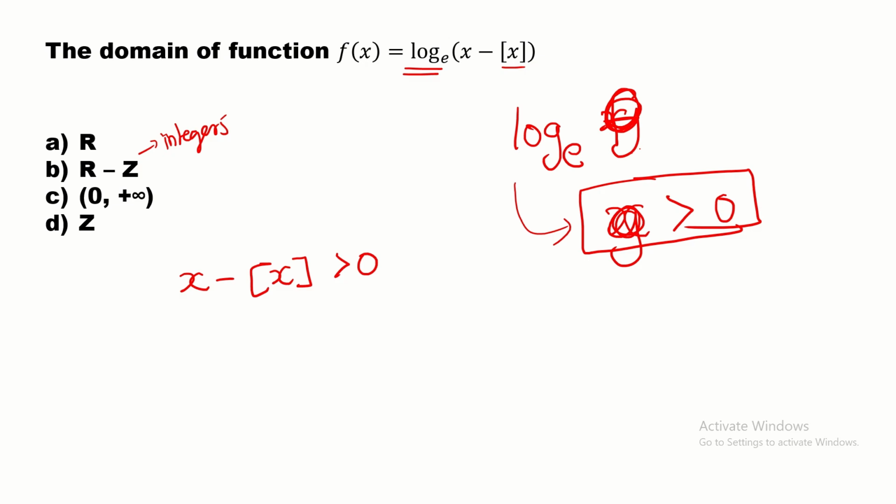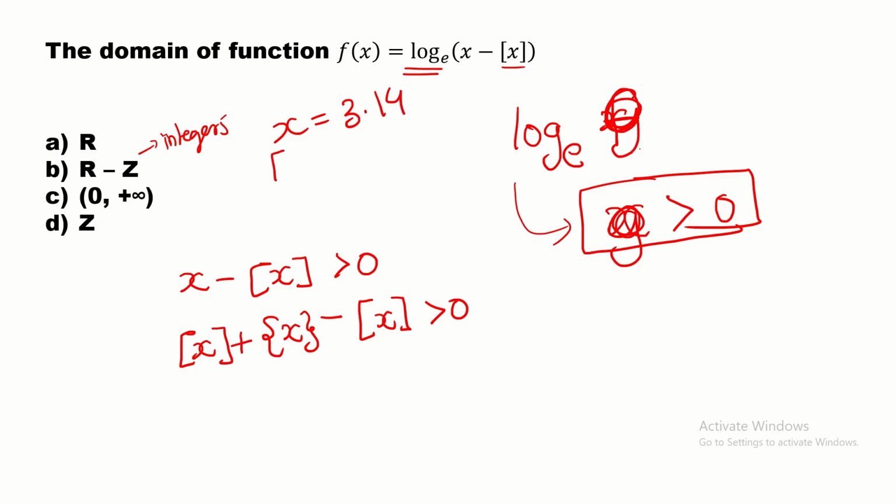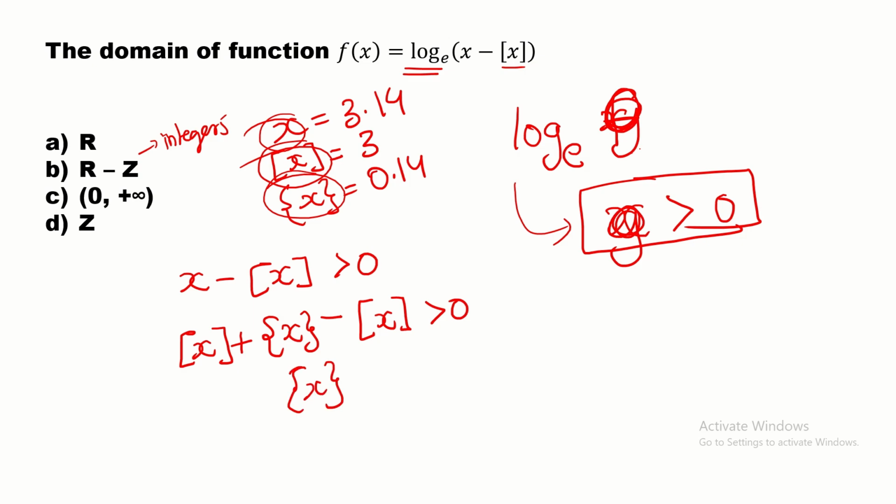Now we know that x can be written as greatest integer of x plus fractional part of x, and then minus greatest integer of x is greater than 0. That is, if x is, let's say, 3.14, greatest integer of x would be 3 and fractional part of x would be 0.14. So therefore, x can be written as greatest integer of x plus fractional part of x. So from here, we get fractional part of x is greater than 0.